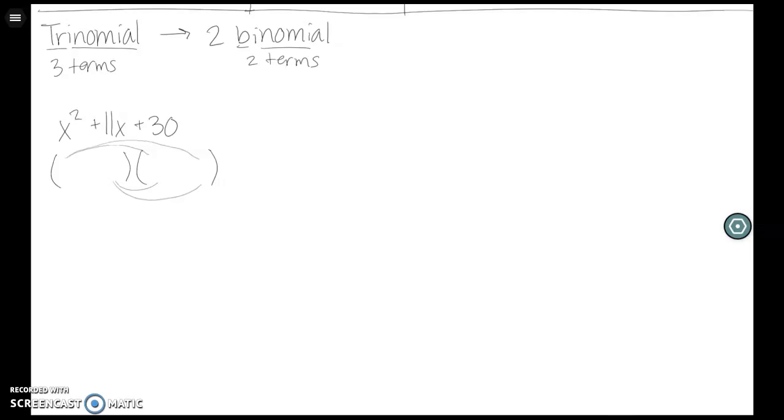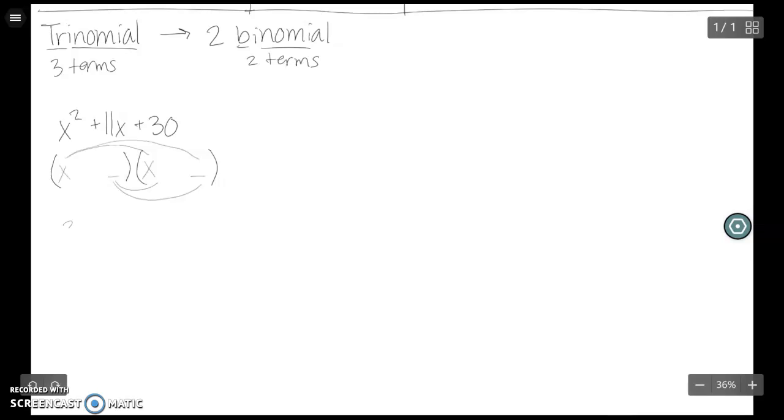The first part is actually fairly easy. We know that this x squared, to get x squared, we have to multiply x by x. So I'm going to put an x right here and an x right here. That way when I multiply the first terms together in my binomials, I get x squared. And then these last terms have to multiply to give me 30. So that way when I multiply the last terms, when I'm foiling, I get 30.